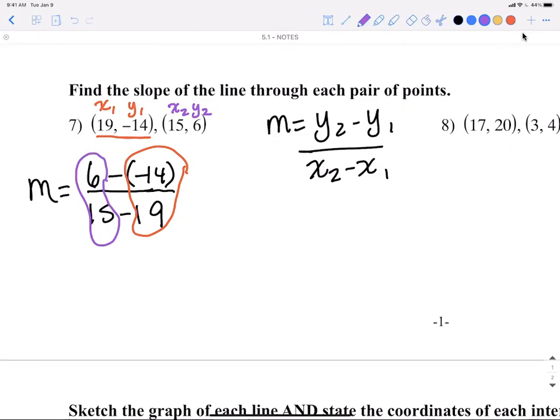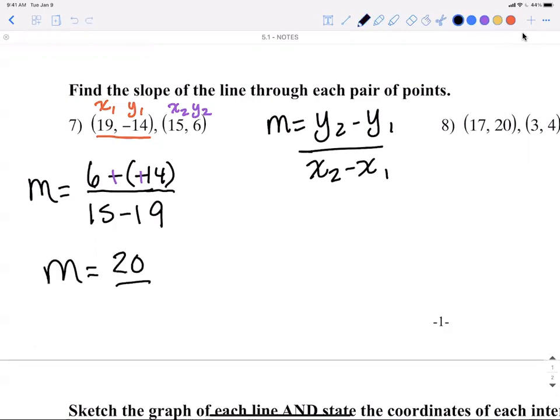So now when I reduce, you know that a negative times the parentheses of a negative number, negative times a negative goes positive, so clean that up. It'll make it easier to do the math. And we have m equals 6 plus 14 is 20, and 15 minus 19 is -4, and that can be cleaned up a little bit more. 20 divided by -4 is -5. Okay, and that's your answer for the slope.